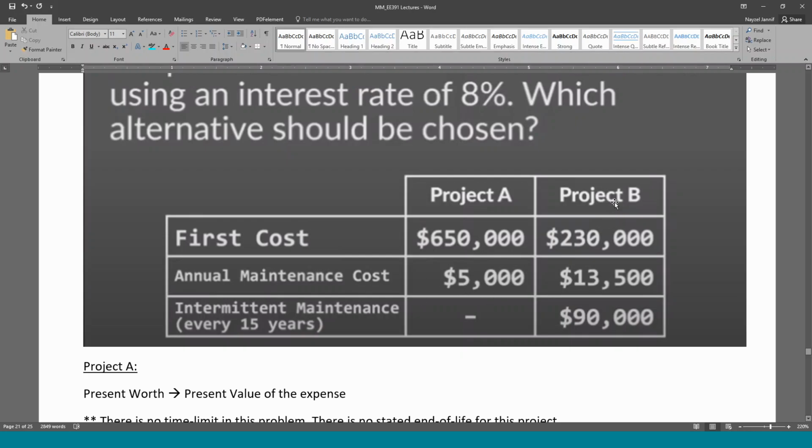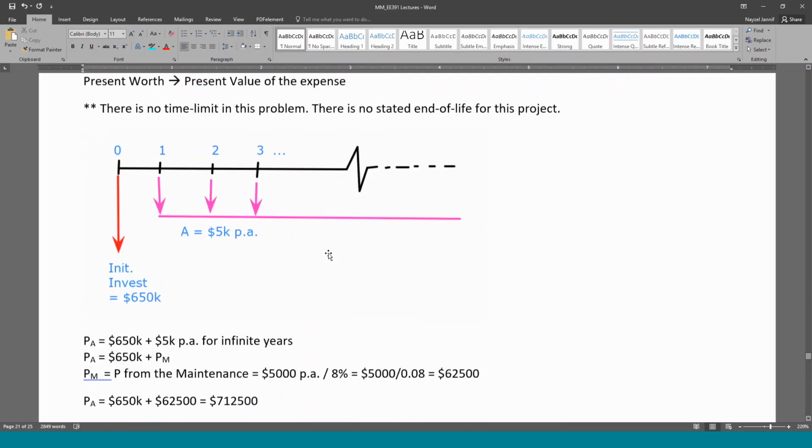Project B, you have bought a very much older house. You bought it for cheaper because it's an older house, right? It's got a higher annual maintenance cost, and in 15 years' time, you have to change the whole roof. All right? Okay.